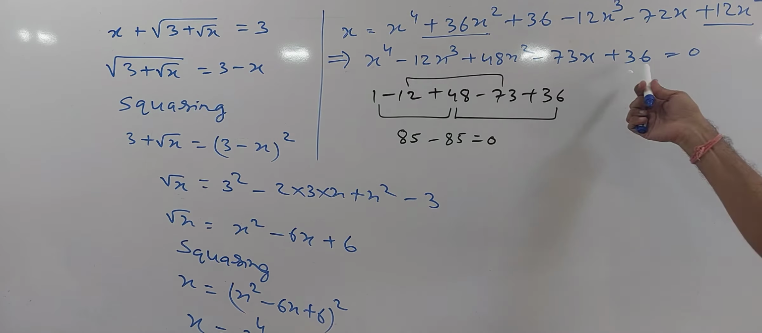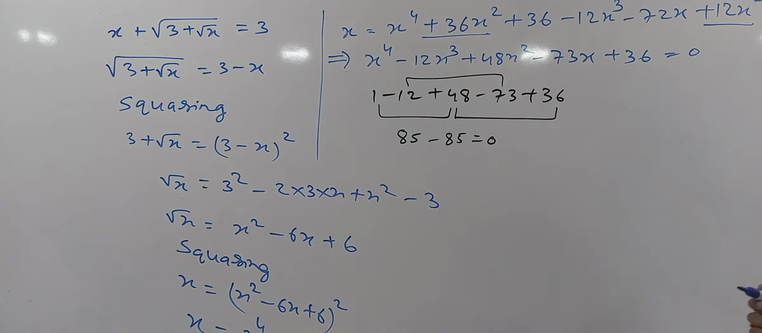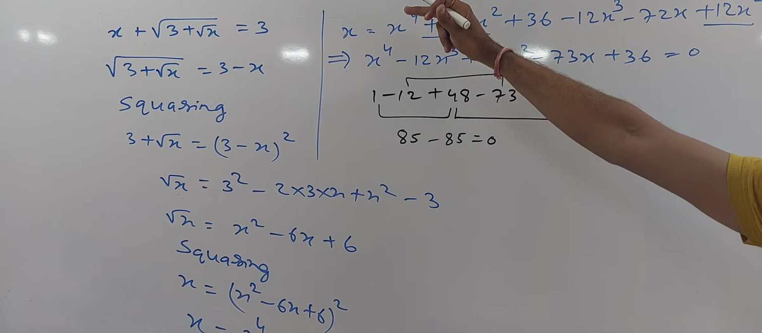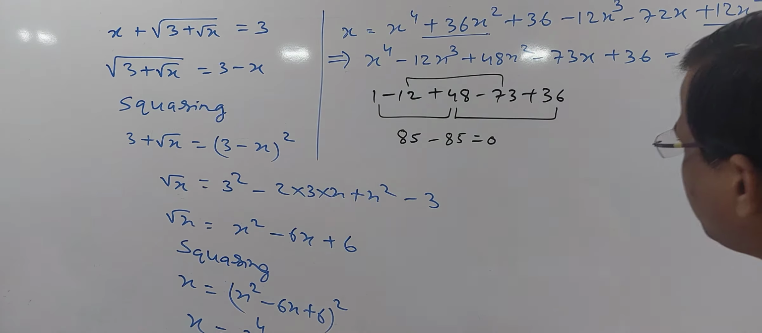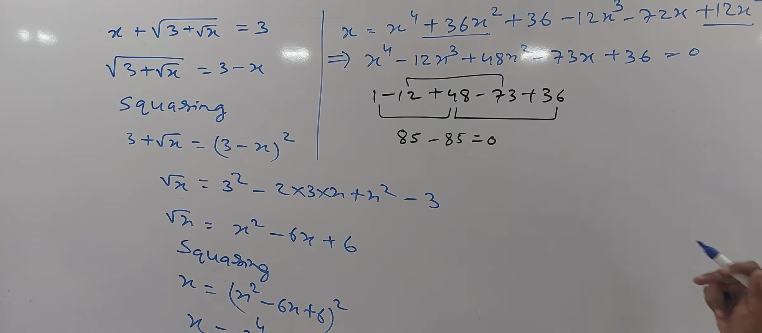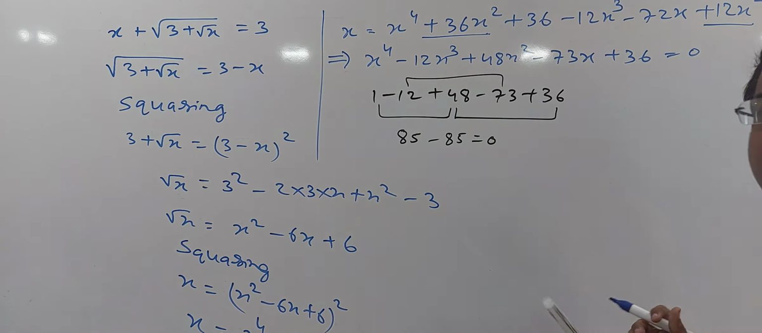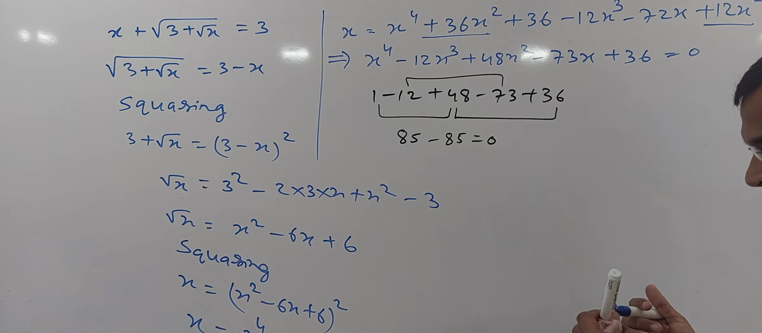So this is a big biquadratic or quartic equation, and one of the zeros I got is 1. Now 3 more zeros are left. So let me just rub this out.